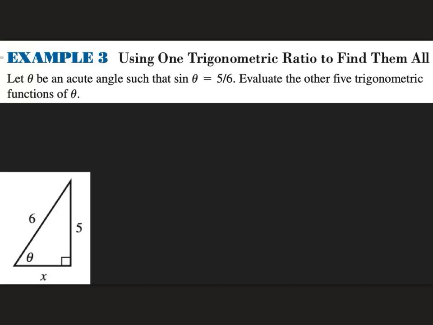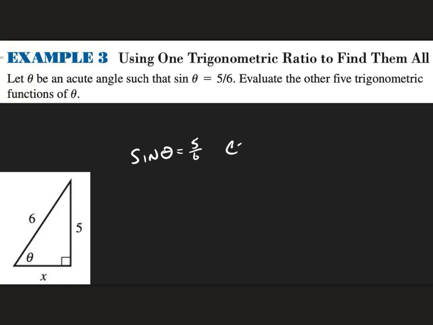Okay, now let's look at another type of example. Let theta be an acute angle such that sine of theta is 5 over 6. Evaluate the other trig functions. Okay, so we're given the sine is 5 over 6. So let's write that down first. So the sine of theta equals 5 over 6.